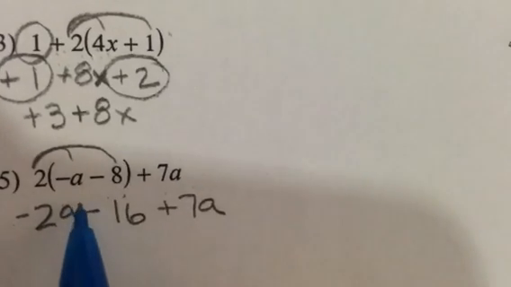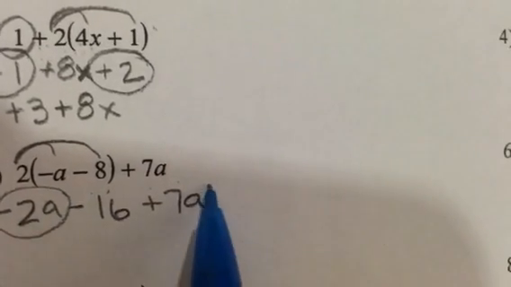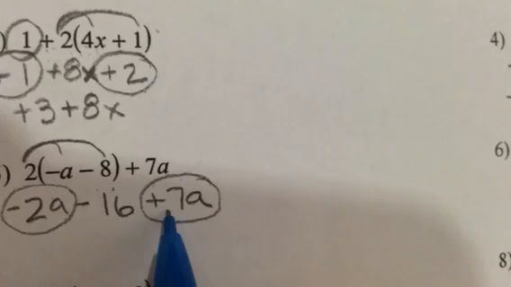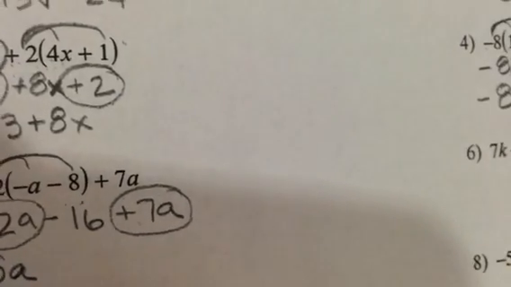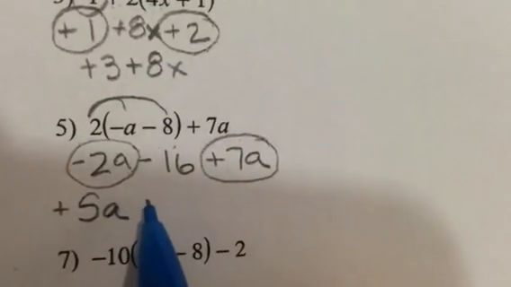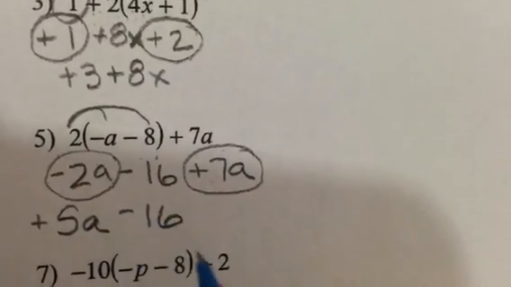Like terms, we have a negative 2a and a positive 7a. Positive 7 minus 2 is a positive 5a. Hanging out still is the negative 16. And there's your answer.